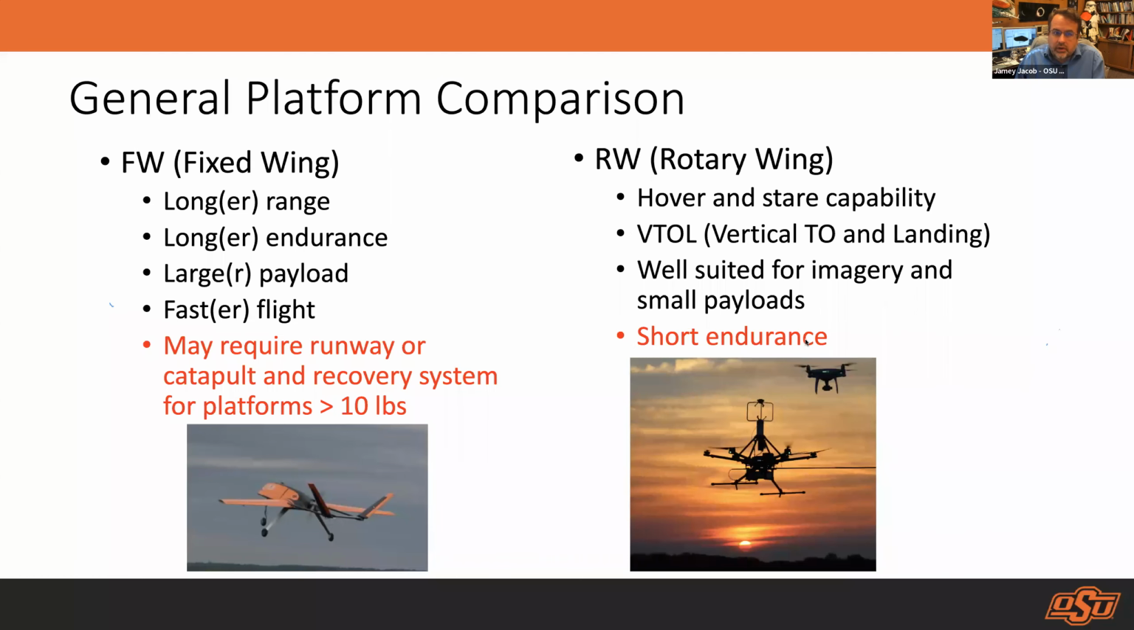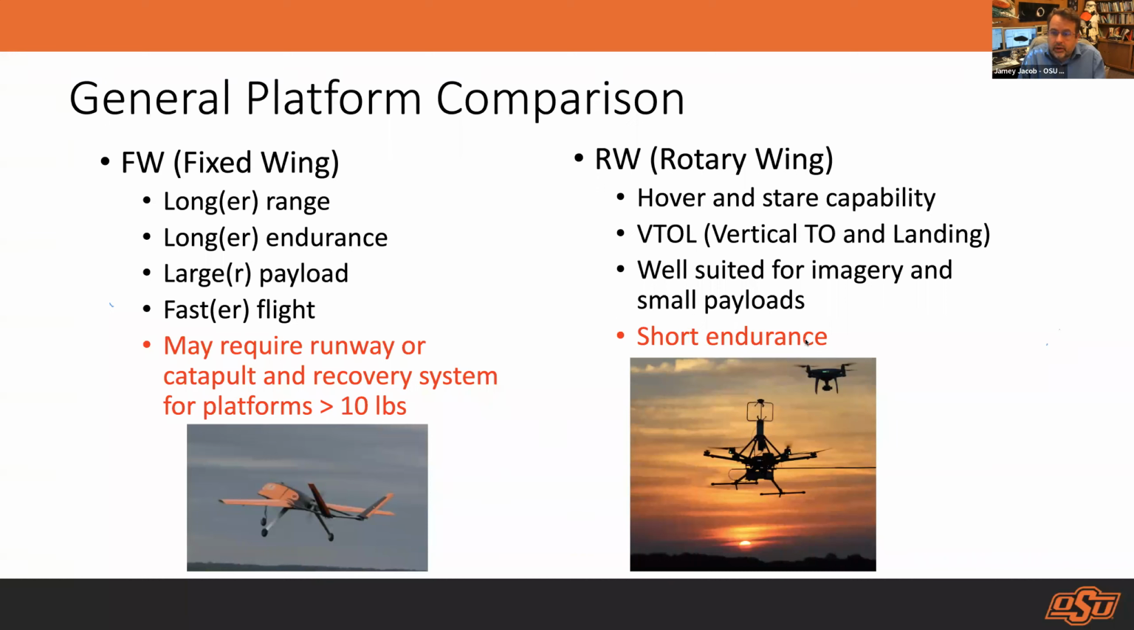Now, a general comparison between the platforms, we have two basic types of vehicles. One of those is fixed wing, the traditional aircraft, and the other is a rotary wing, which we tend to think of as a helicopter or multi-rotor. The fixed wing generally has better performance capabilities in terms of range, endurance, the weight of the payload, how fast you can fly, but it also tends to be a little bit more difficult, and you have to be able to get up to speed before it takes off.